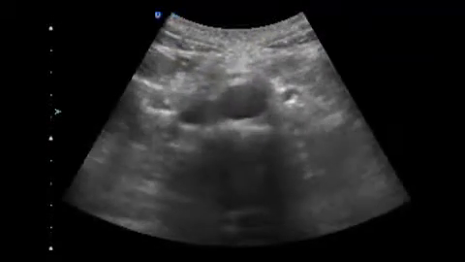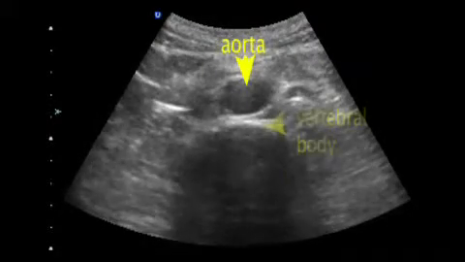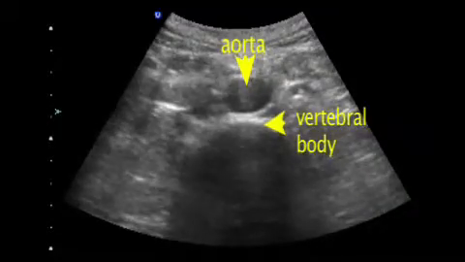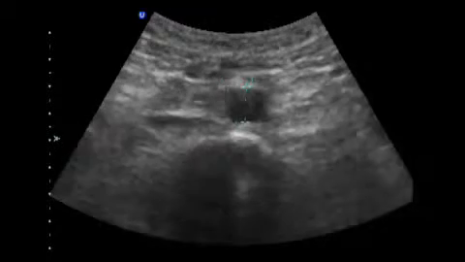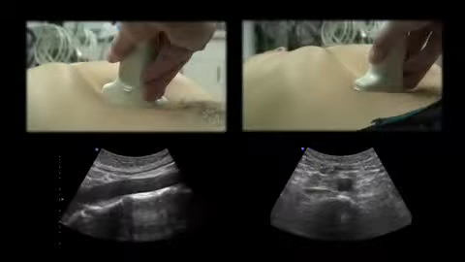In the transverse view, the aorta may be just to the left of midline and is anterior to the vertebral body, which is hyperechoic anteriorly and casts a shadow posteriorly. Measurements should be taken in both the longitudinal and transverse planes from outer wall to outer wall, being careful to keep your probe perpendicular to the patient to ensure a true cross-section.